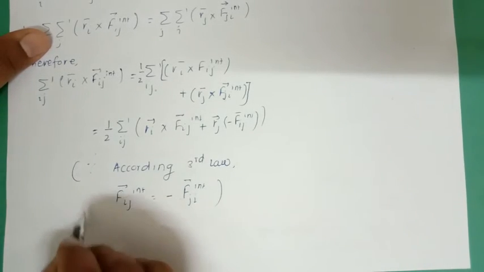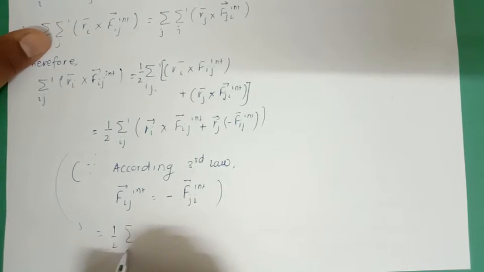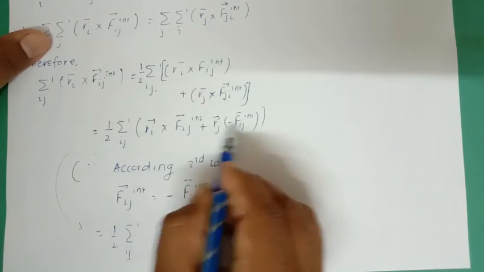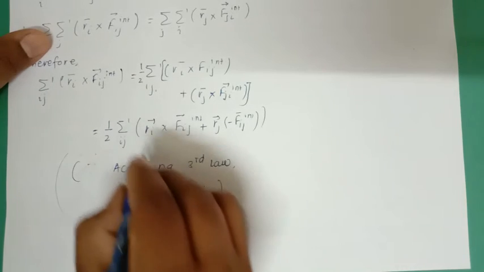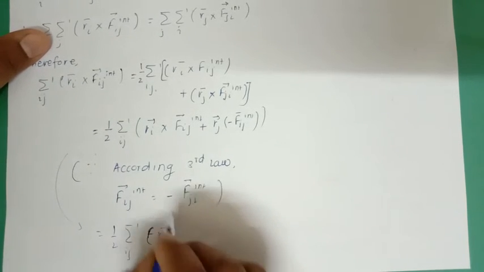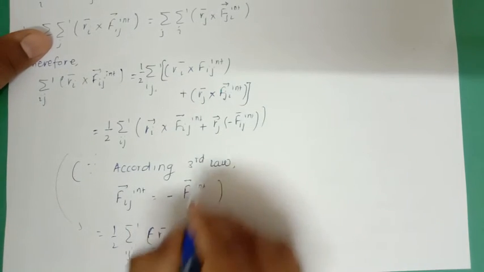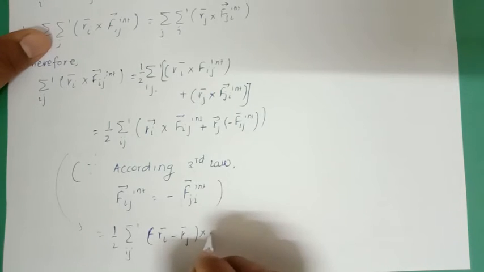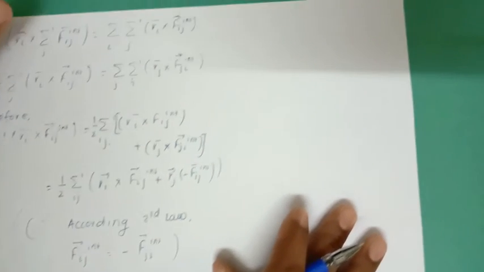So I'll write this equation again as it is: half summation over ij prime. Fij is common, so keep it outside. Before it, Ri, and over here Rj with the minus sign as it is, so minus Rj cross Fij. Okay, so this is the equation.